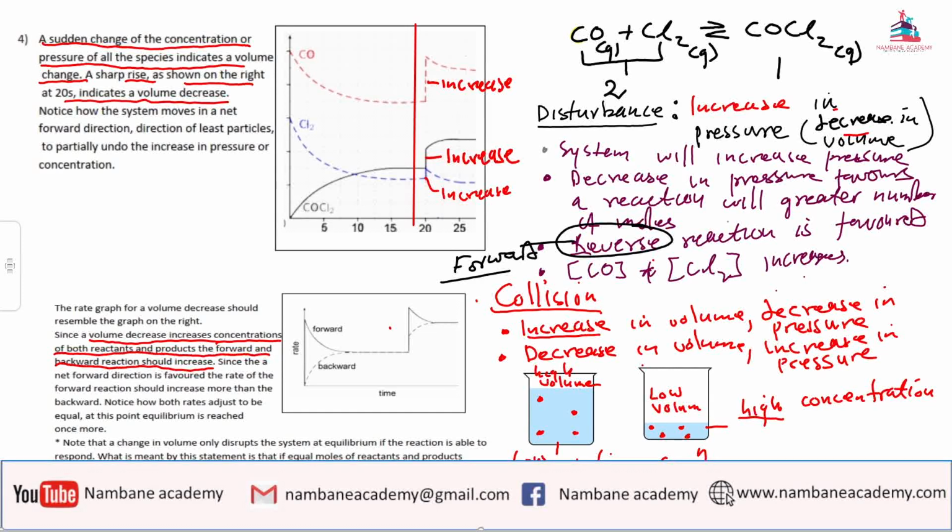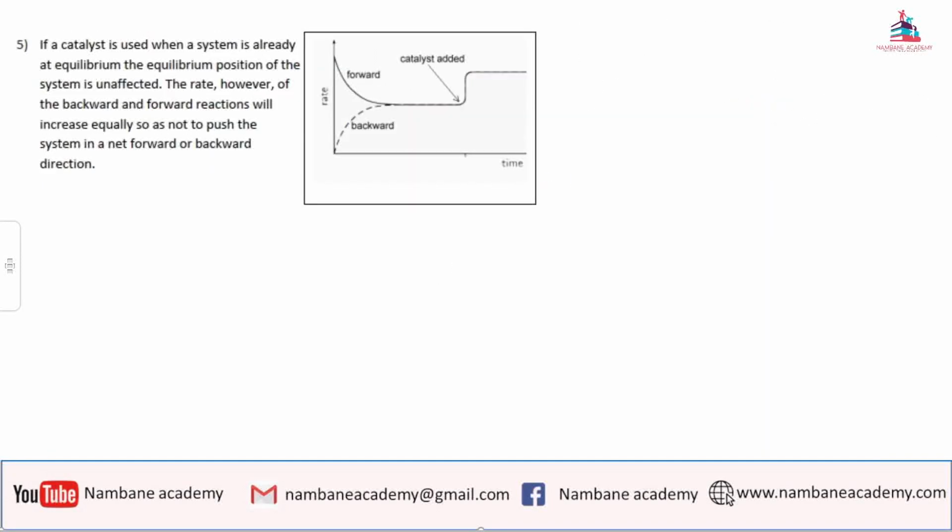So it looks okay, but what is critical is to remember that a decrease in volume increases the pressure, and an increase in volume decreases the pressure. By so saying, it says low volume, high concentration. Everything in there is going to increase because the particles are closer to one another, so the particles will collide effectively per unit time, and the rate of the reaction will increase. That's the reason why we have the graph that we have.